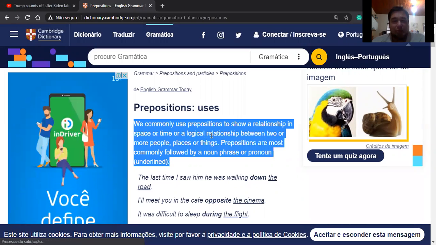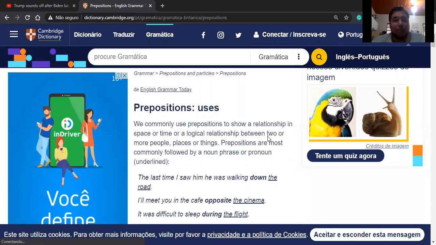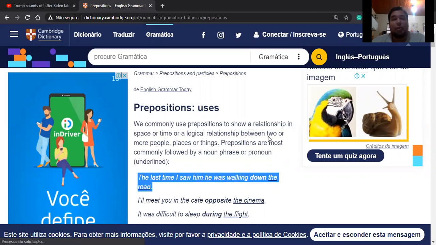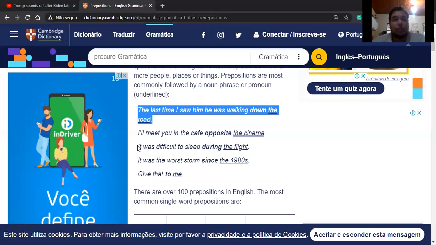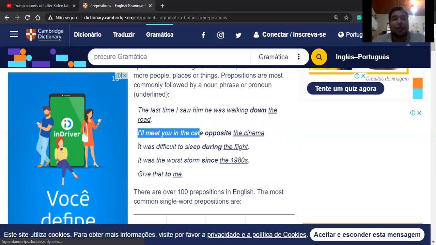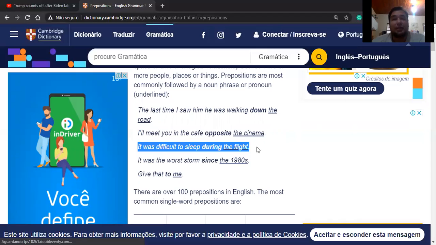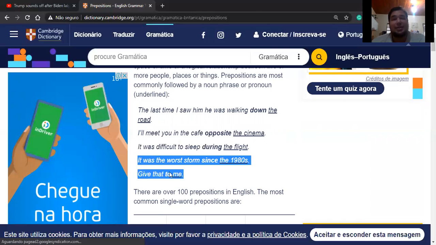Here the pronoun is underlined. The last time I saw him, he was walking down the road. I'll meet you in the cafe opposite the cinema. It was difficult to sleep during the flight. It was the worst storm since the 1980s. Give that to me.